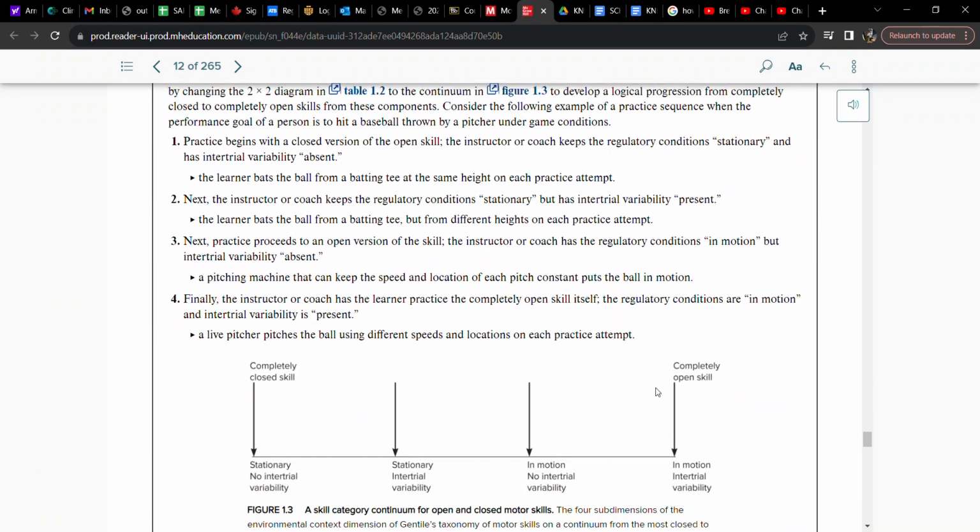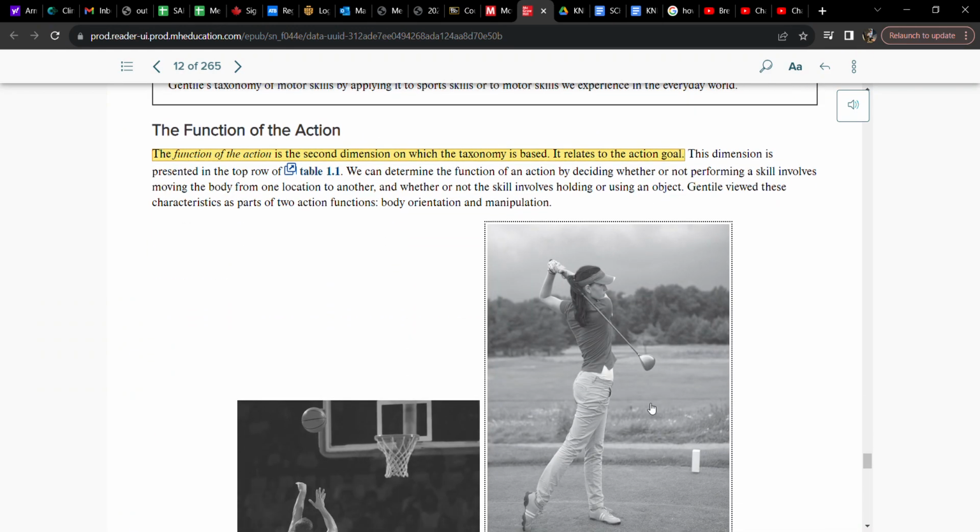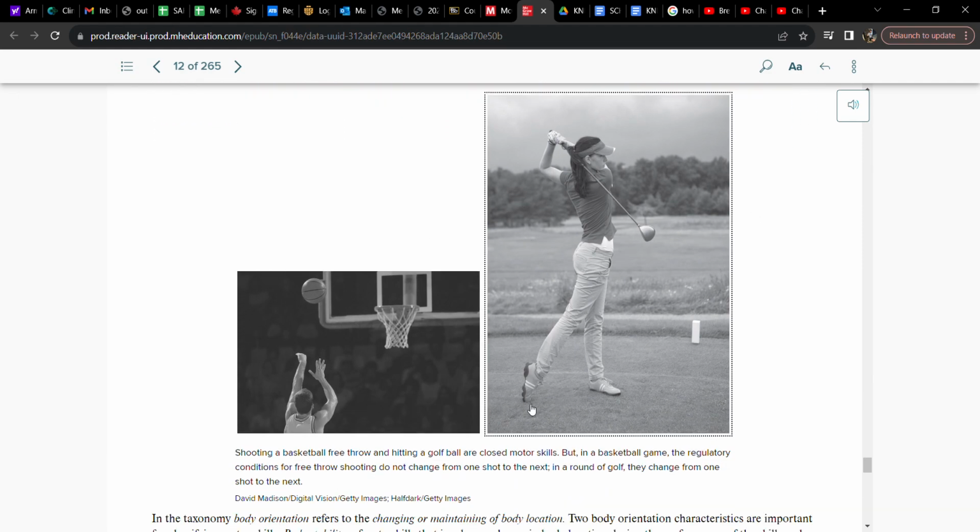Next, the function of an action. Basically, this just relates to the goal, right? What are you trying to accomplish? If you're golfing, your job is to try and get the ball in the hole, or get it to a certain location so your next shot is a little bit easier to get to the hole. So you're always keeping that in mind when you look at Gentile's two-dimensional taxonomy: what's the goal of this action? And then how do I apply that to the person in front of me, let's say if you are doing rehab.